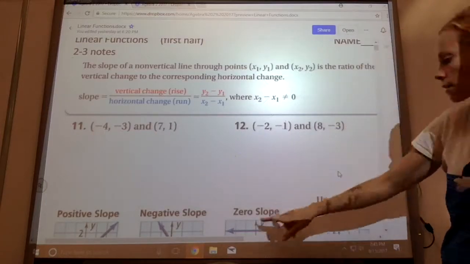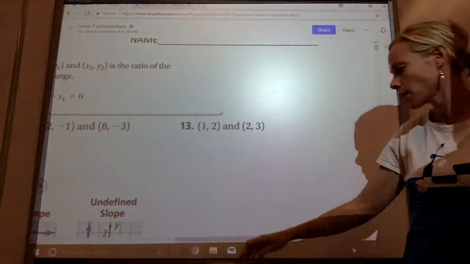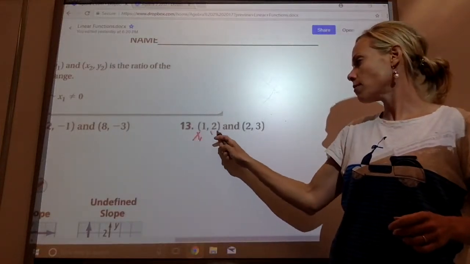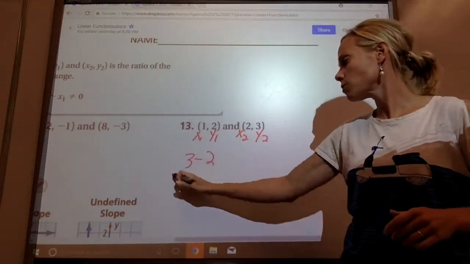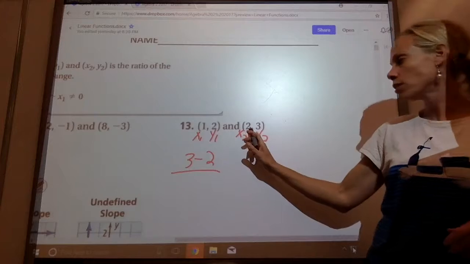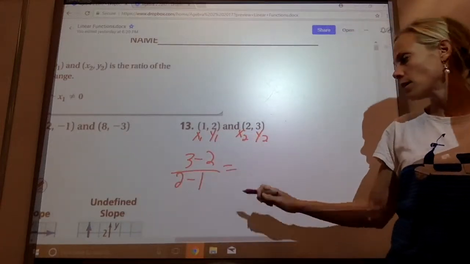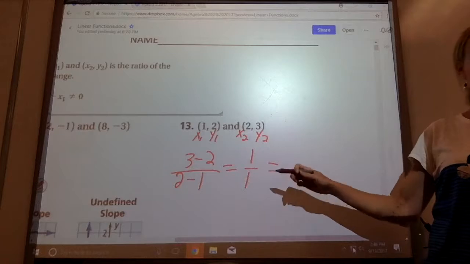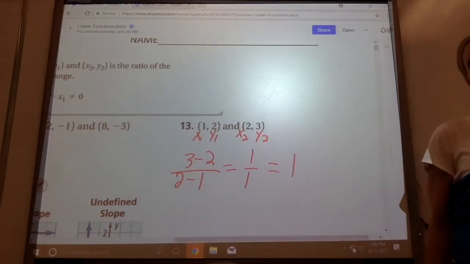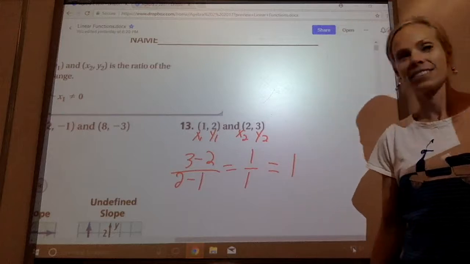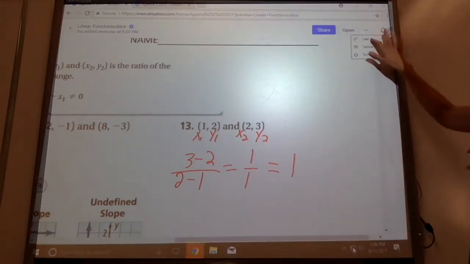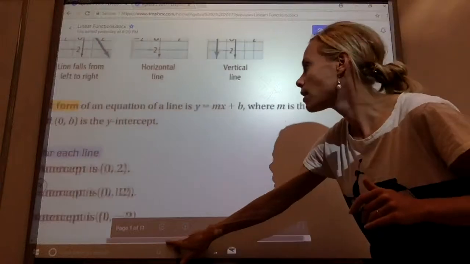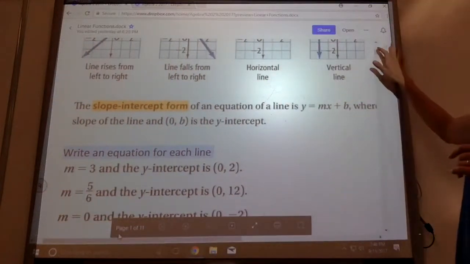One more. Okay, so again, x1, y1, x2, y2, 3 minus 2, y2 minus y1 over 2 minus 1, which would be 1 over 1, which is 1. My slope is 1. Okay, so that's finding slope. That should be very familiar to you, hopefully, right? It should be a little bit boring today. This should all be familiar, but we're going to go over everything just in case somebody's missing something, okay?